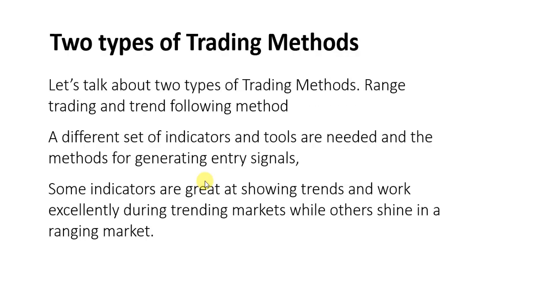Now, let us first of all look at these two types of trading methods. Okay? They are the range and trend following method. They are essentially very different ways to trade the market. It is nearly impossible to trade range and trend with the same attitude and the same mindset. A different set of indicators and tools are needed, and the methods of generating entry signals, placing stops, and determining profit target are also different.